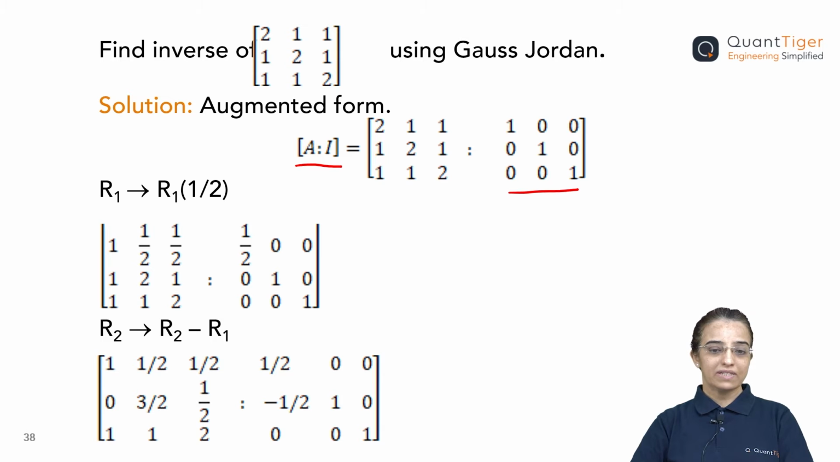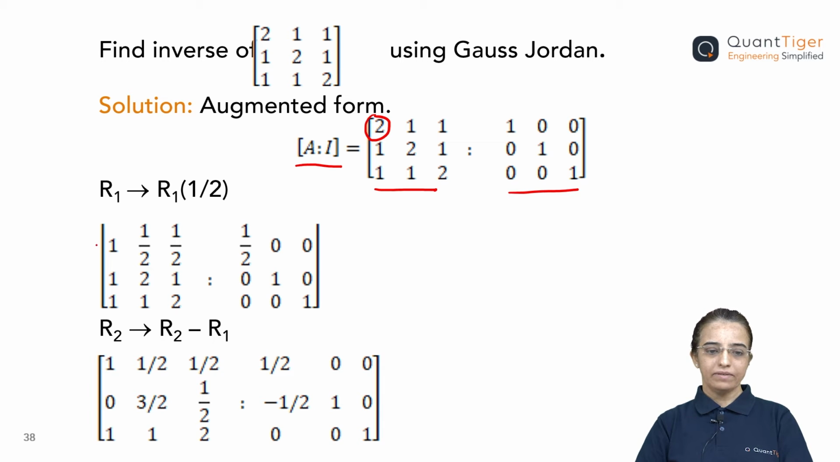Now we will keep applying the transformations. Again, we are only allowed to use row transformations; we cannot apply column transformations here. We apply them so that we can convert it into a unit matrix. First we will try to make the diagonal elements 1, in the order we discussed previously.